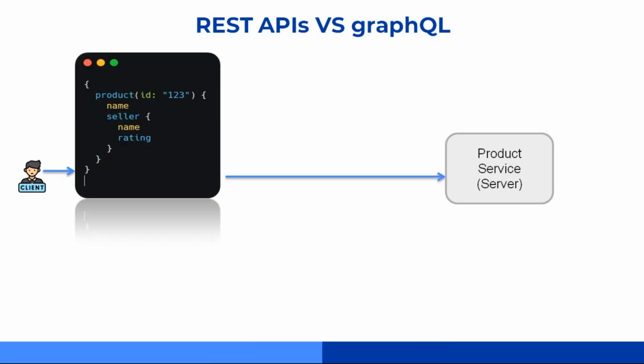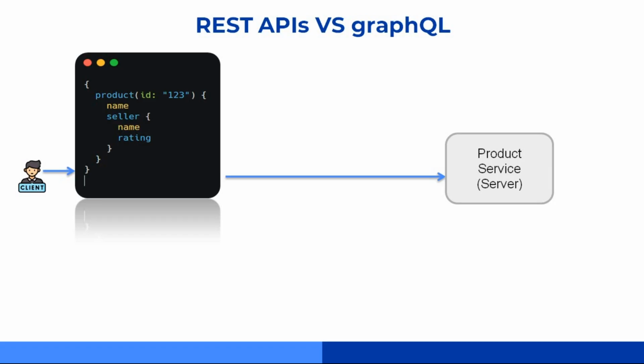Alright friends, let's take another example. This time with nested fields. Think about it. Products are usually sold by sellers, right? And that seller might also have some extra info like their name and rating. Now here's the beauty of GraphQL. You don't need separate API calls for product and seller. You can just go one level deeper in the same query and directly ask for nested data.